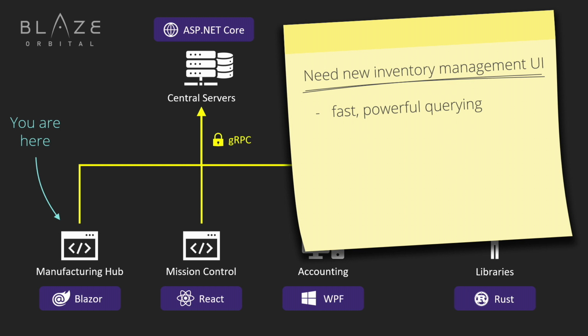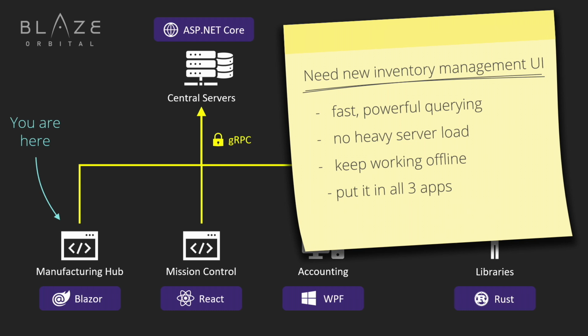It needs some very fast and powerful querying so people can rapidly cross-reference where everything is. But you're not allowed to put any new heavy load on the server, because they're busy enough as they are. Thirdly, this is a space agency. We've got to be fault tolerant. Networks can go down during missions, and we need your new feature to keep working regardless, including the querying. And it's not quite enough to only add this into the Blazor application. It also needs to go into the React and the WPF applications too for business reasons.